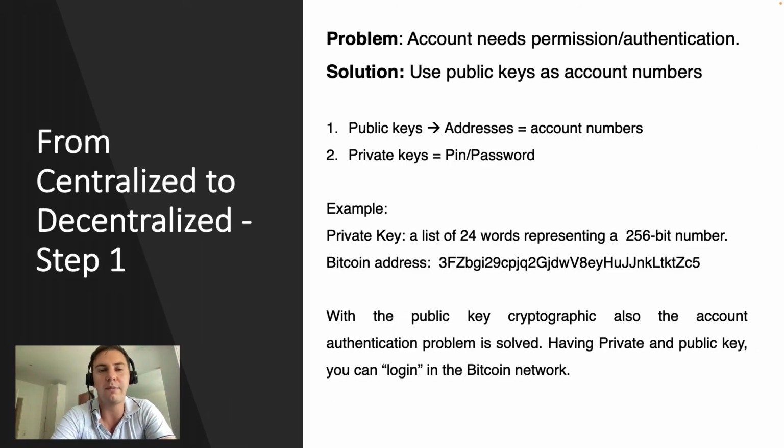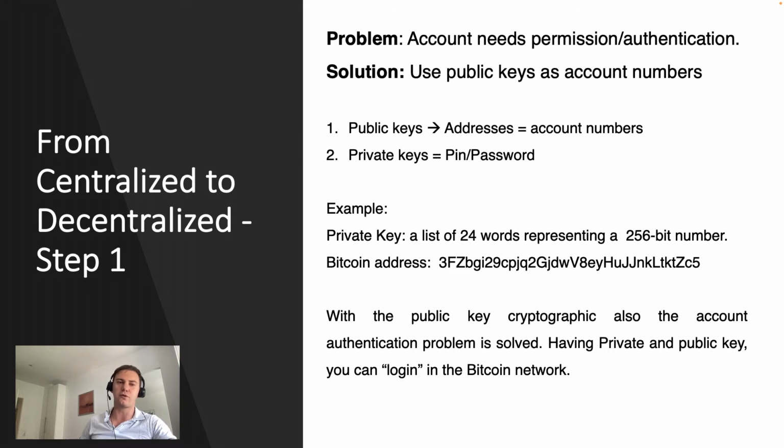For the first one, the problem: imagine that we start with a centralized system. The problem is the account needs permission and authentication, and the solution is to use public keys as account numbers. We saw already how public keys work, and the public keys generate the addresses, so they will be like the account numbers, and the private key is the PIN and the password. So you don't need permission for entering the Bitcoin.